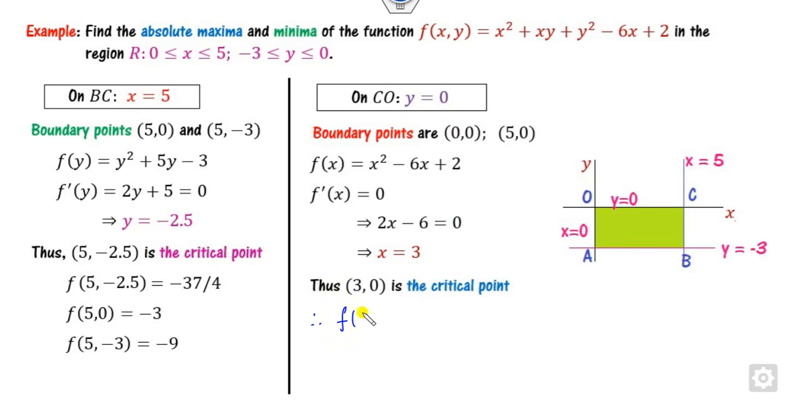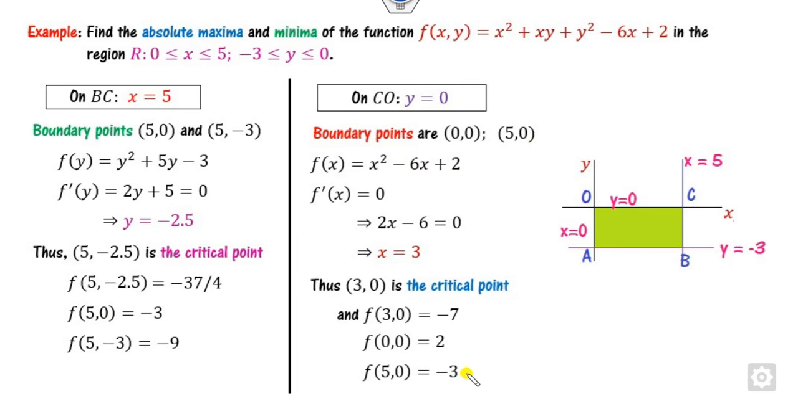So 3 comma 0 is my critical point. Therefore we can compute the value at 3 comma 0, and we can compute the values at the boundary points. We can compute the values at 5 comma 0, but 5 comma 0 we already computed, so there is no need to write it. But if you want to write, there is no problem. You can substitute directly here. It's 9 minus 18 plus 2, and so on. You can get the values as here.